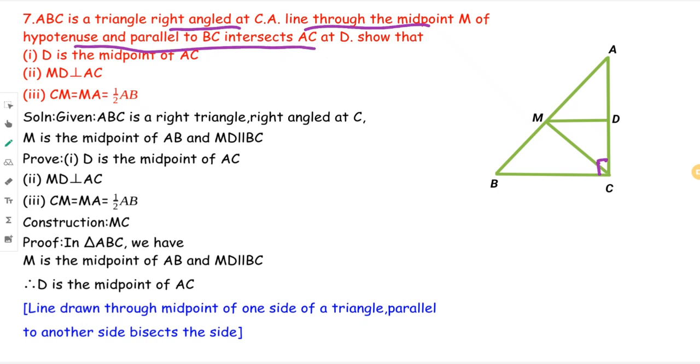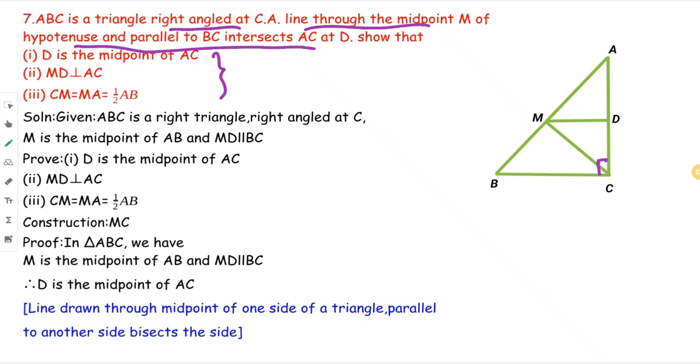So remember, they're simply saying that M is the midpoint of AB and this line is parallel to BC, and it meets the line AC at D, right? So that is what the question is saying. Now, what are they asking us to prove? We're supposed to prove all this: D is a midpoint of AC, MD is perpendicular to AC, CM equals MA equals half times AB.